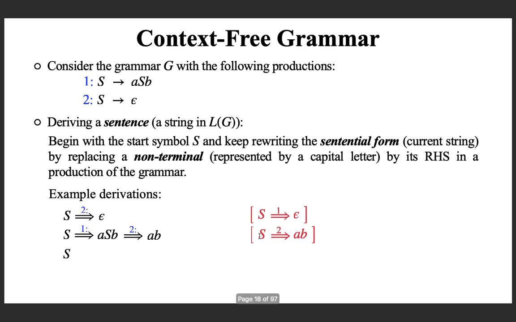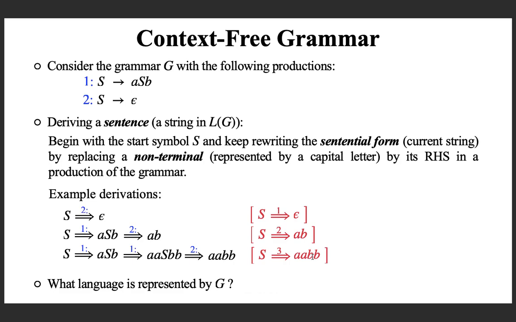Third example derivation: you apply production number 1, then again you apply the same production. So here you are replacing S with ASB. In this case, this middle S is replaced with ASB. Then apply production number 2, you will get AABB, in the language A square B square. So you can say that in 3 steps you derived AABB, or A square B square.